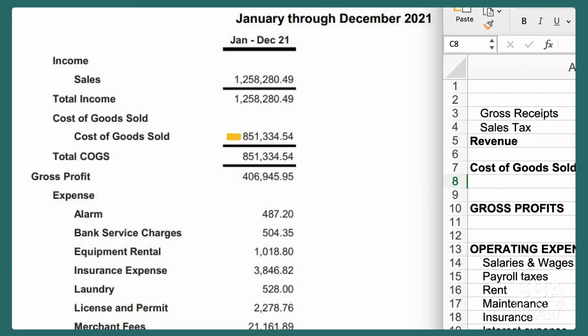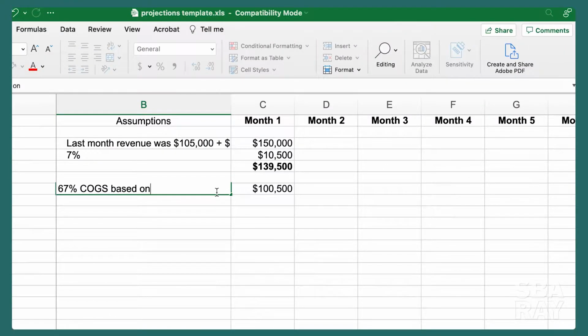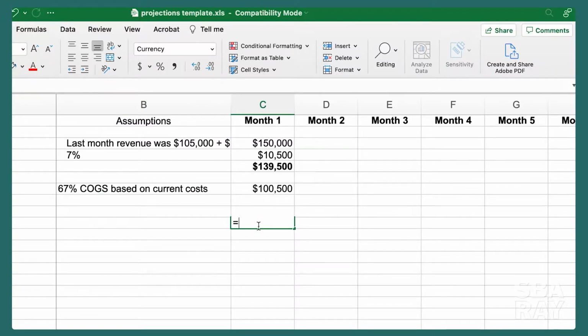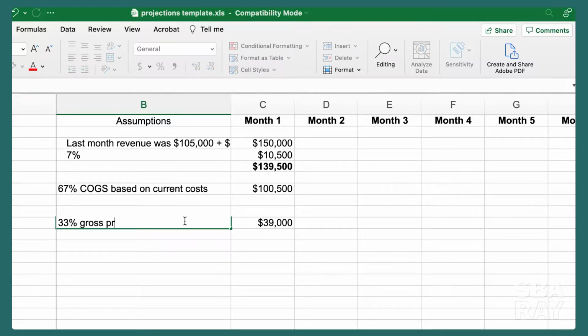Cost of goods, last year, $851,000. That's 67% of the gross receipts. So we're going to use that same assumption here to get to our cost of goods sold. And then the gross profit would be that revenue minus the cost of goods sold, which is a 33% gross profit margin.